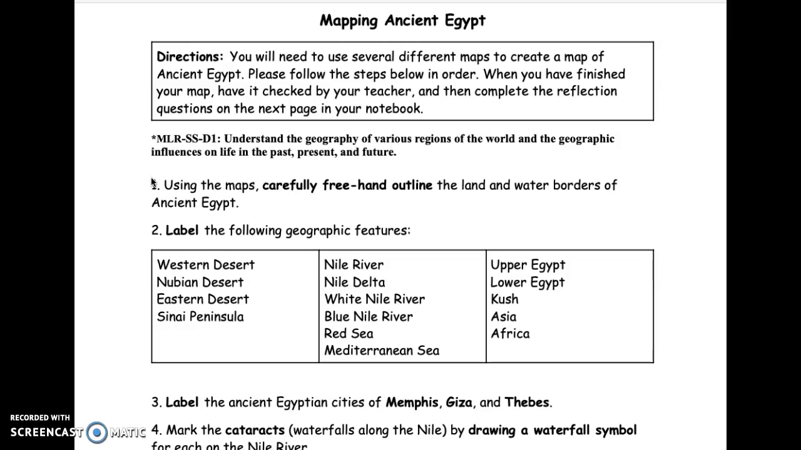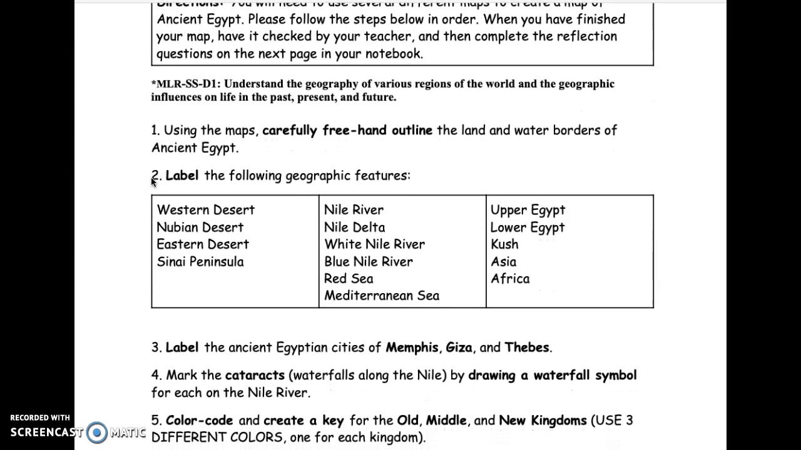Step 1 is to carefully freehand outline the land and water borders of ancient Egypt. You want to make sure that you use your entire paper for this step. Step 2 is where you will start labeling the different places. I recommend checking off each one that you label because you do need to have all of these places labeled. The White Nile and the Blue Nile are the furthest to the south that you need to label, and furthest to the north will be the Mediterranean Sea. So that's going to help guide your paper when you do step 1.